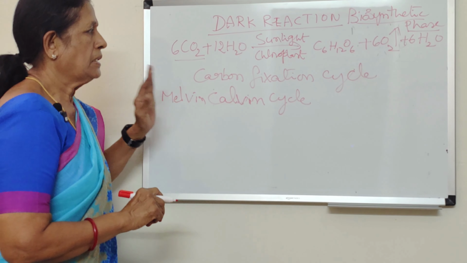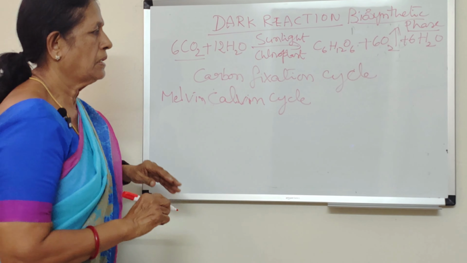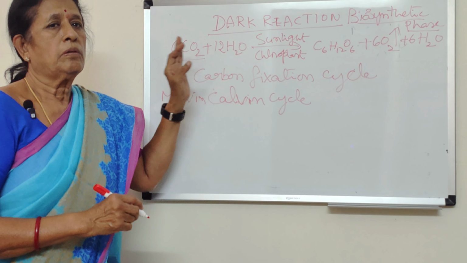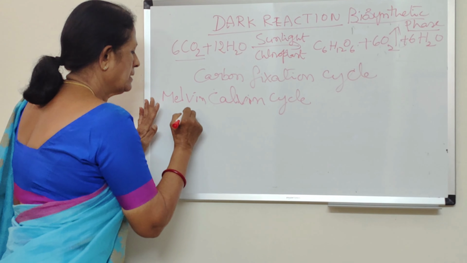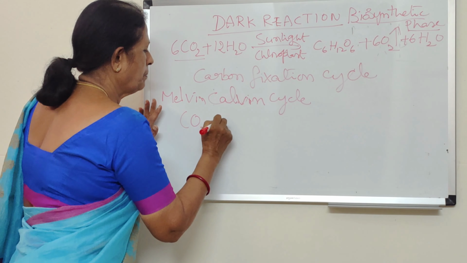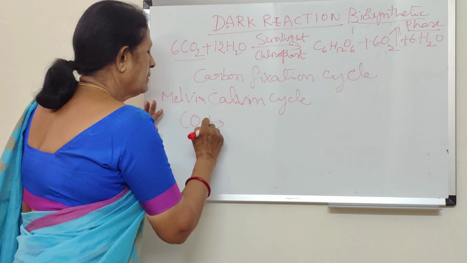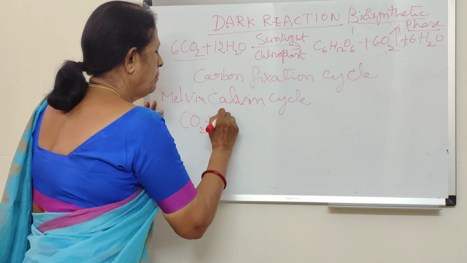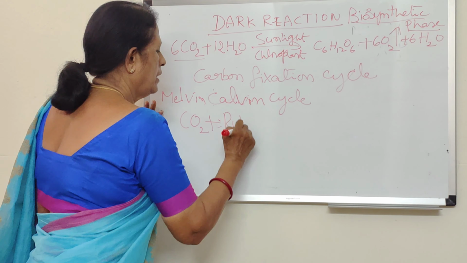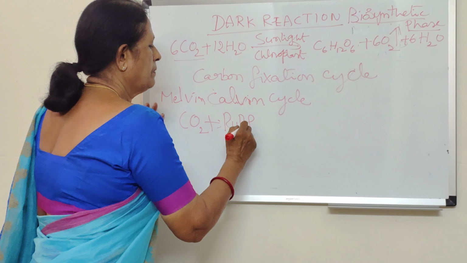So this is the introduction for dark reaction. In this dark reaction, first carbon dioxide is accepted by a substance called ribulose biphosphate, RUBP.